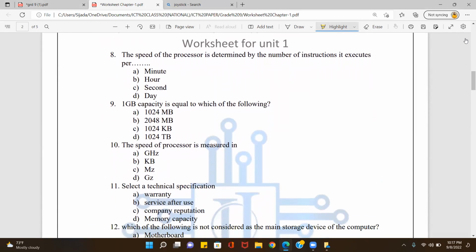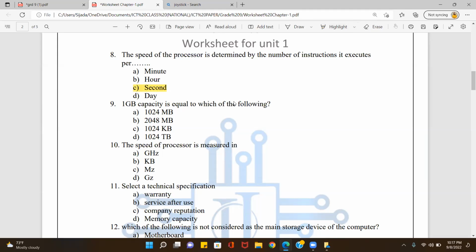The speed of the processor is determined by the number of instructions. The speed of the processor is measured in hertz, right? This hertz is measured based on the number of instructions per second. How many instructions can you do per second? Using that only, the speed of the processor is determined. Okay, number of instructions carried out per second.